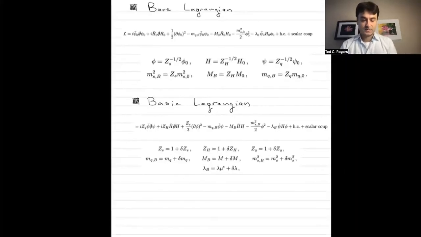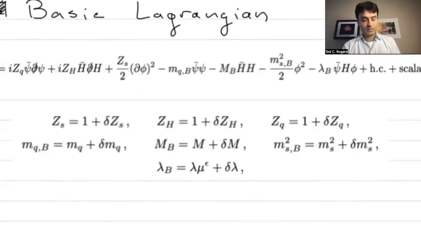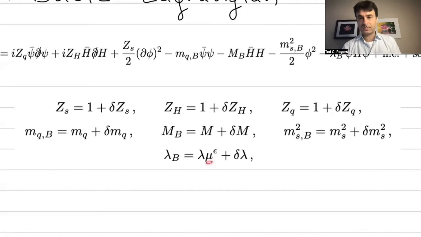Okay, so the next step is just to substitute all of these things in. And by the way, remember why we put the mu to the epsilon there. We want to have the lambda that we work with be dimensionless, because we know that once we remove the regulator, once we go to epsilon equal to 0, once we go to 4 dimensions, then we have a coupling that should be dimensionless. And that's what we actually want to work with in our manipulation. So we need to carry around this mu to the epsilon to make sure that the coupling here has the right dimension.